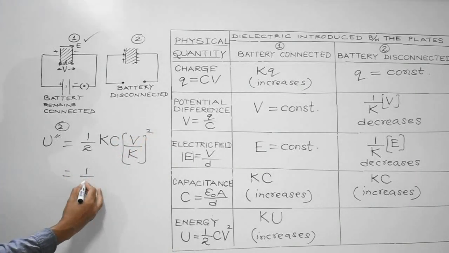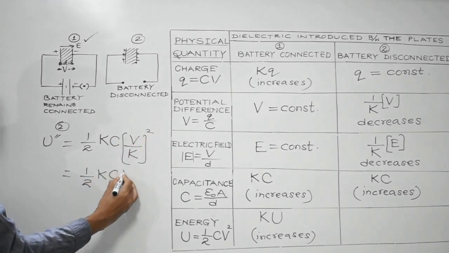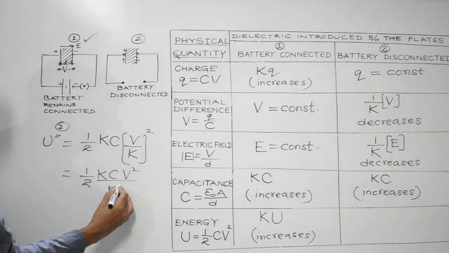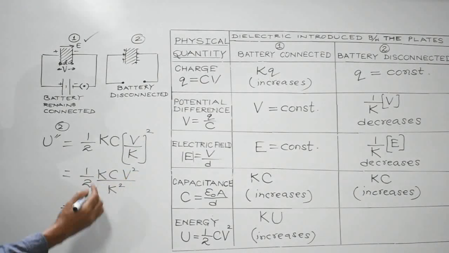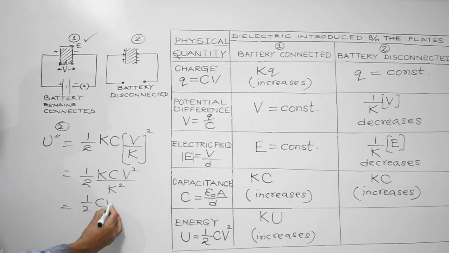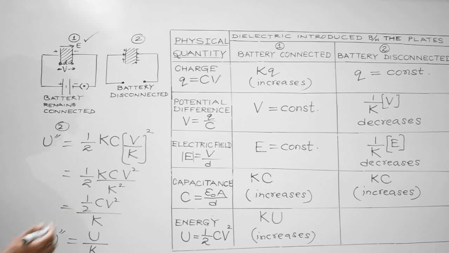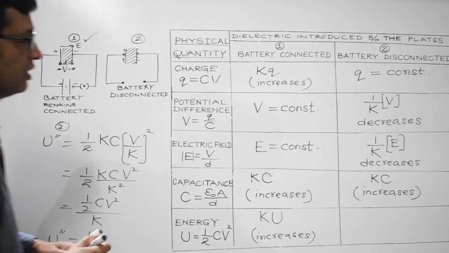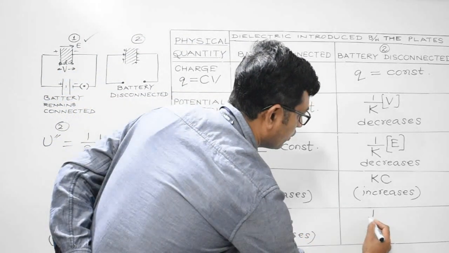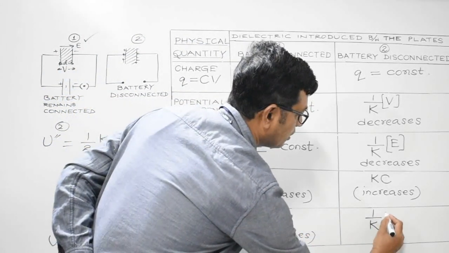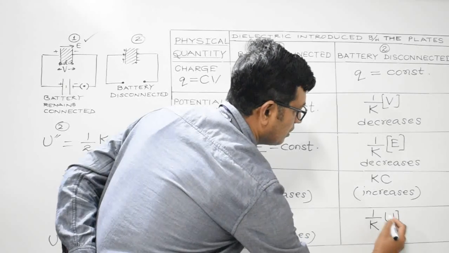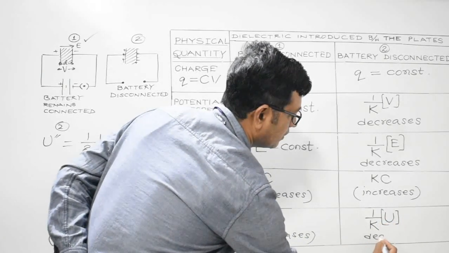Right? So what do you get? Half K C V square divided by K square. So half CV square by K. So U double dash will be equal to 1 by K times the initial energy. Right? 1 by K times the initial energy. So students, what we get over here is energy would be 1 by K times the original energy. So obviously it decreases.